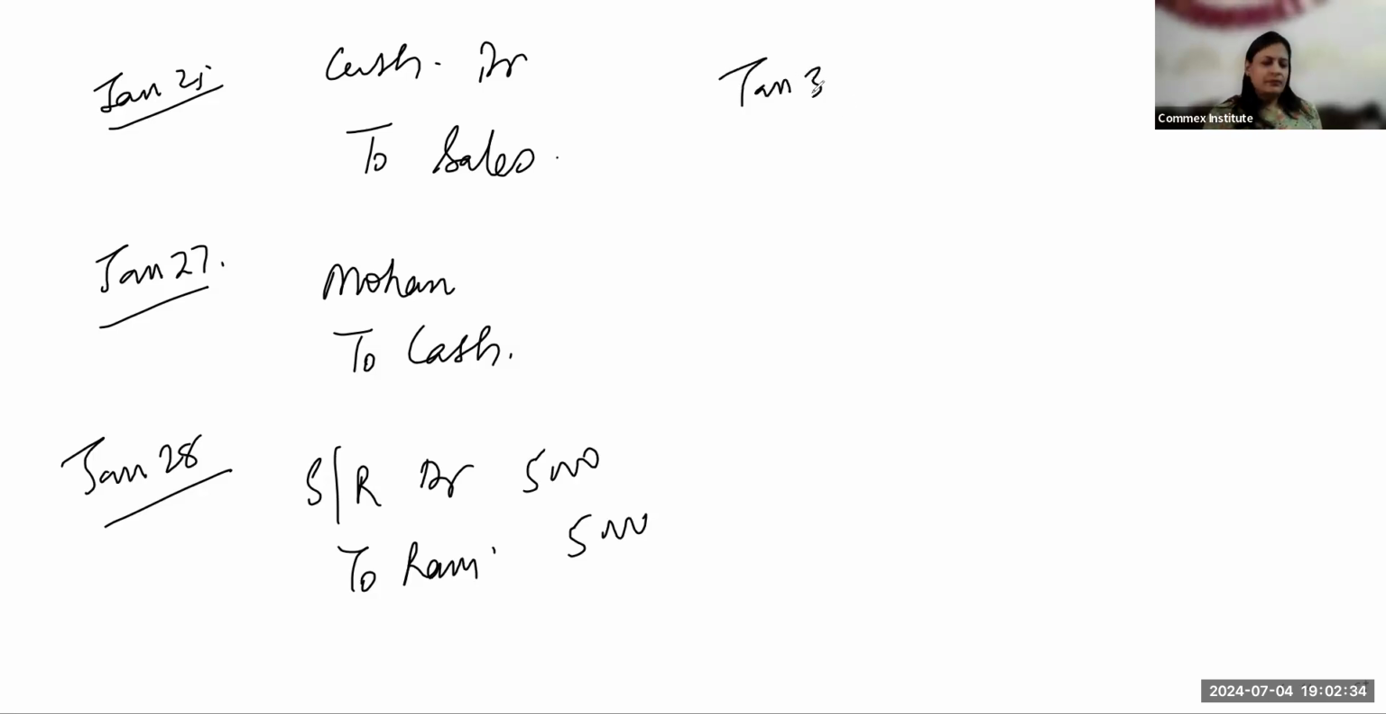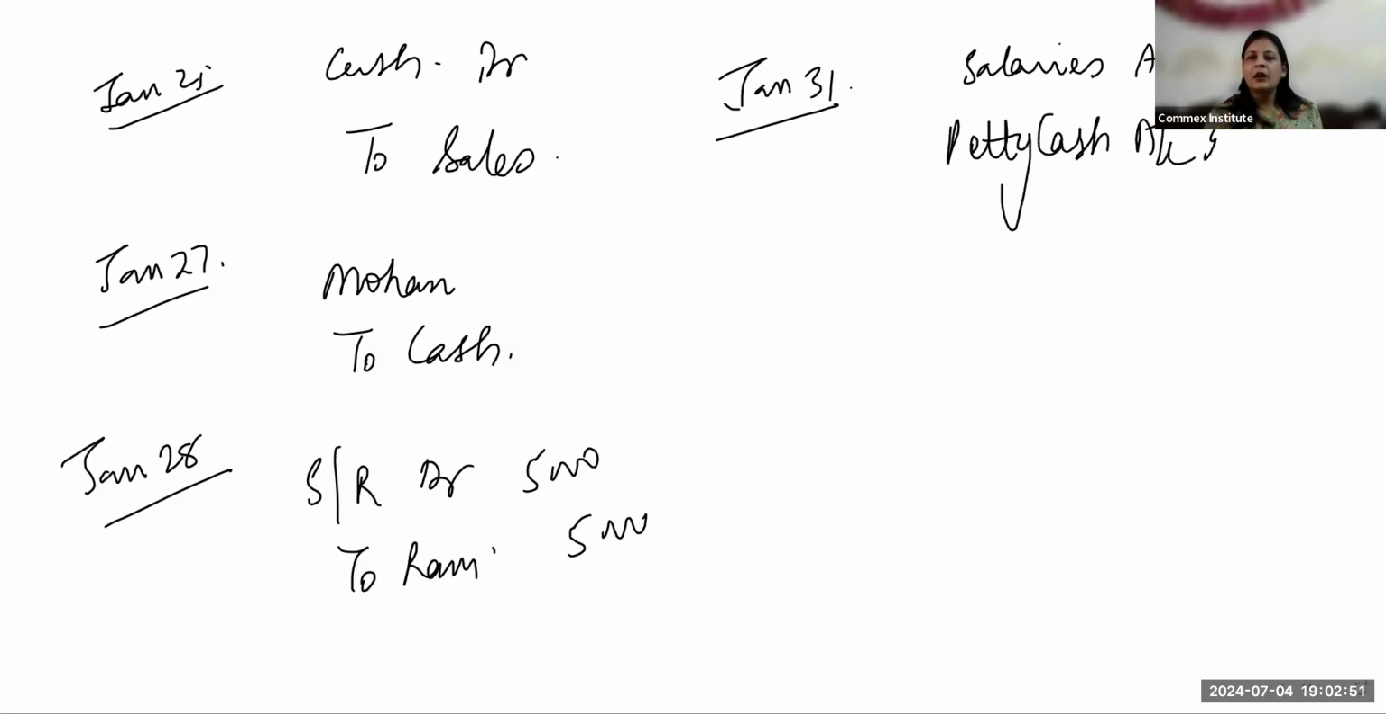Jan 31. We can debit the two accounts. So it will be salaries account debit, we can club it. Petty cashier account debit or petty cash account debit. What is petty cash? I'll just tell you. To cash.